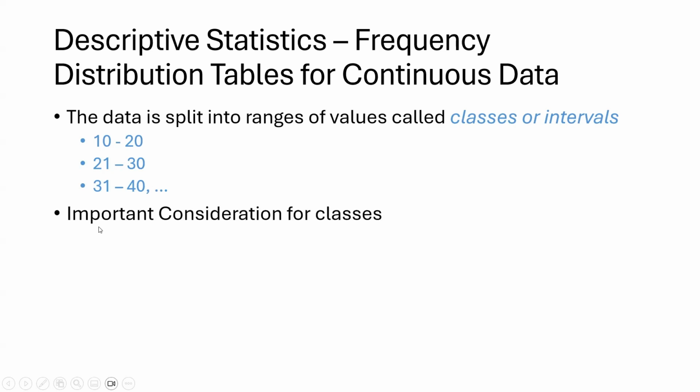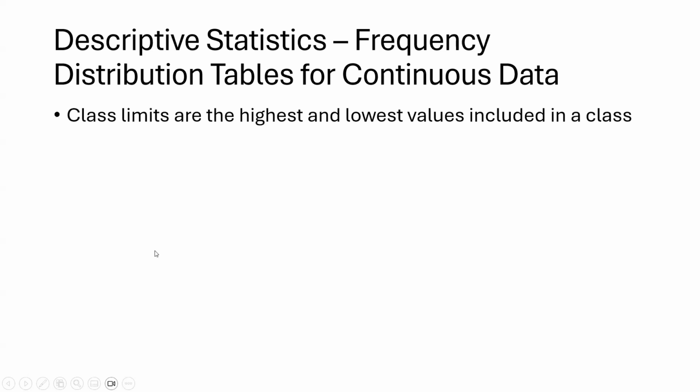There are some important considerations for the classes or intervals: the class limits, which are also known as the endpoints, the class widths or class sizes, and the class boundaries. And now we're going to see what each of these means. Class limits are the highest and lowest values included in one class or one interval, which is basically a subrange of your data. Class limits of 2 classes cannot overlap. This is because one data element cannot belong to 2 different classes.